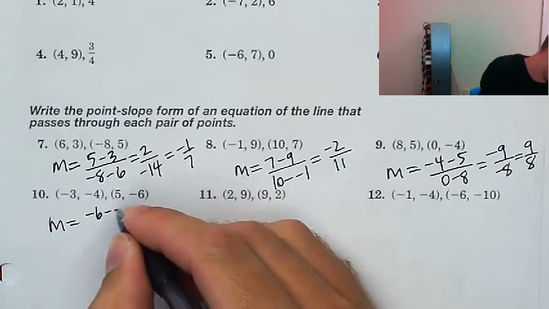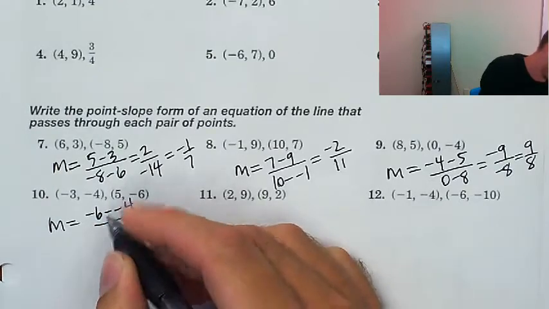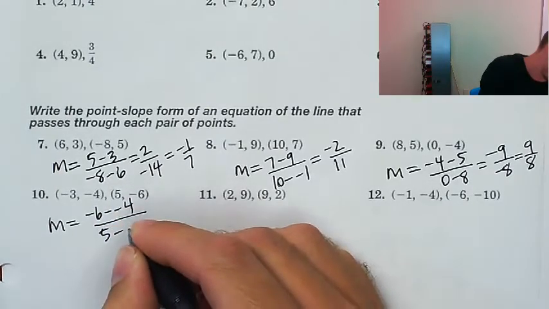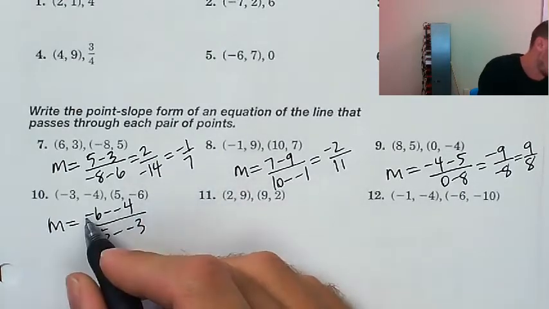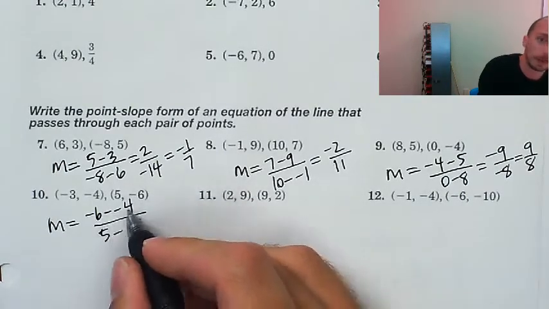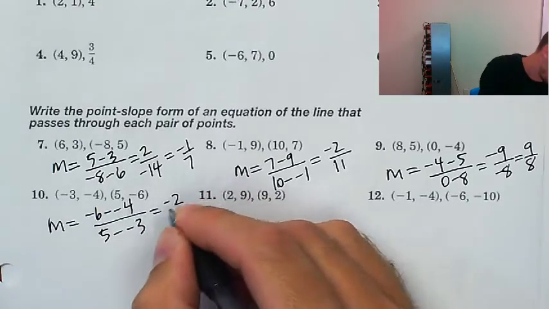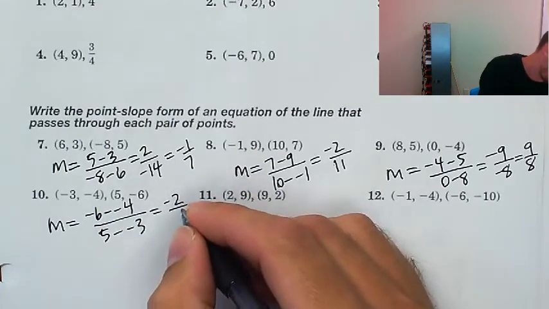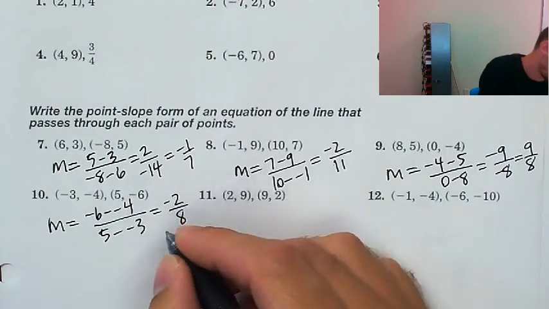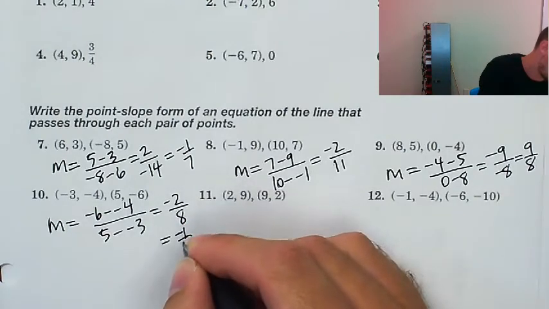Okay, this next one, y2 minus y1 divided by x2 minus x1. So negative 6 plus 4 would be negative 2, and 5 plus 3 is going to be 8. That's negative 2/8. That's the same as negative 1/4.